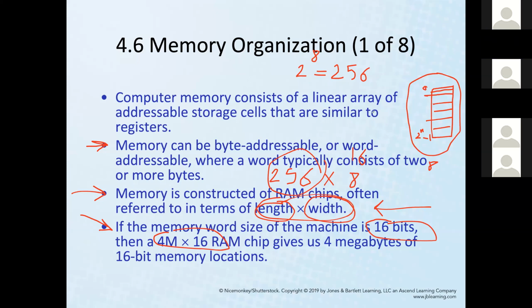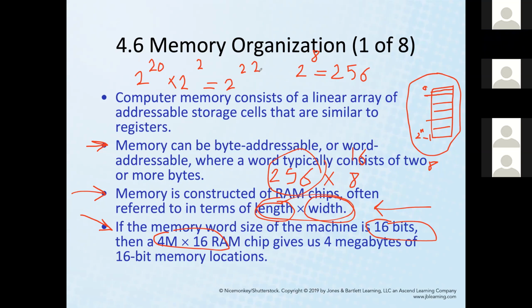Okay, let me give you the answer. 4 meg. What is 4 meg? 4 meg is 2 to the power of what number? 1 meg is 2 to the power of 20. 4 meg is 4 times of it, so it is 2 to the power of 2. So 2 to the power of 2 times 2 to the power of 20 is 2 to the power of 22. So we need 22 address lines to address 4 meg memory. Is it clear?